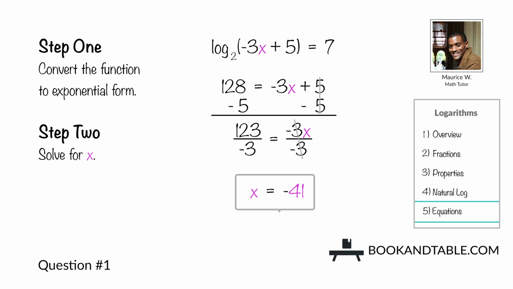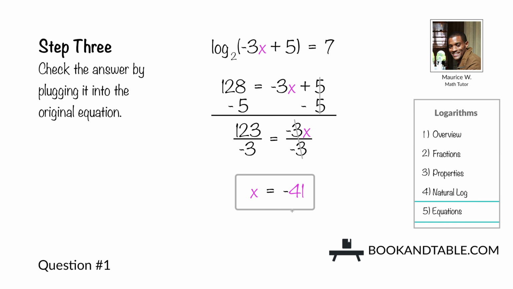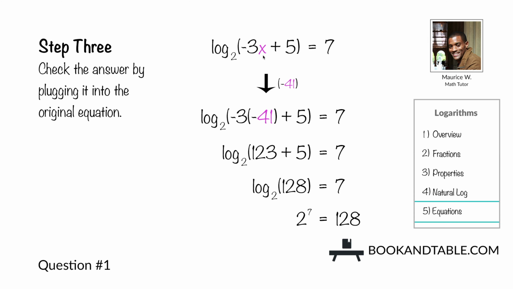And now that we solved for x, we can check the answer by plugging x is equal to negative 41 into the original equation here for x. And when we do so, we get an argument that is negative 3 times negative 41, which is 123. And 123 plus 5 is equal to 128, giving us the statement log base 2 of 128 is equal to 7. So how do we confirm that this statement is true?